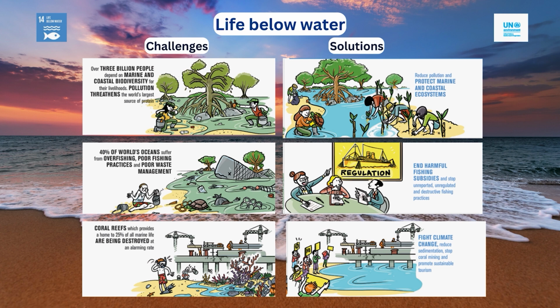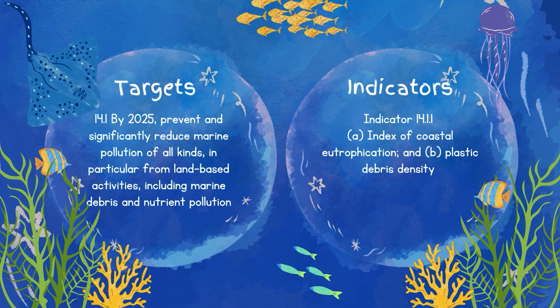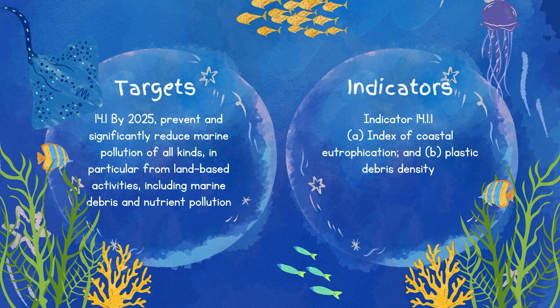So this Sustainable Development Goal 14, Life Below Water, has 10 targets and 11 indicators. Let us have a look at what the targets and indicators are. If you look at the first target, listed as 14.1, it is to prevent and significantly reduce marine pollution of all kinds. Most of the pollution, we know, comes from land-based activities. From land-based activities, marine debris is also there, and nutrient pollution is also there.